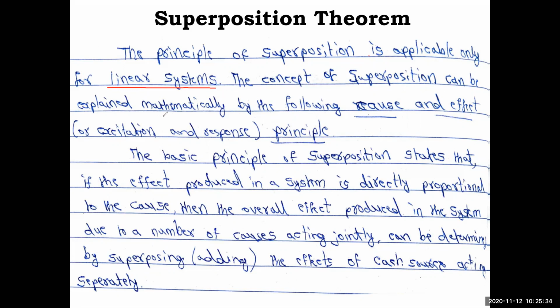The concept of superposition can be explained mathematically by the cause and effect principle. What is this cause and effect? We say that for every deed there is an equal and opposite response. If you do something bad, something bad will happen to you; if you feel good about others, you'll get good in return. This is in general. In terms of Newton's third law, for every action there is an equal and opposite reaction; that is also cause and effect. In the same way, the superposition principle uses cause and effect in terms of excitation and response.